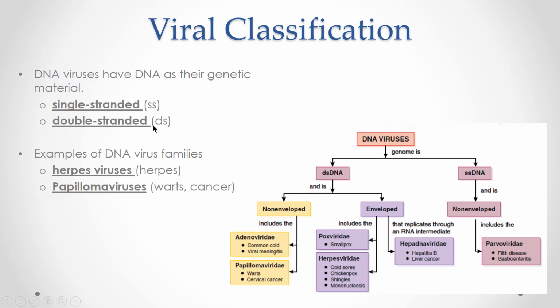Some examples would be herpes, type 1 and 2, papillomaviruses like HPV, human papillomavirus, and adenoviruses, one that causes pink eye, respiratory infections, and things of that nature. So these are relatively common, and these are all examples of DNA viruses.